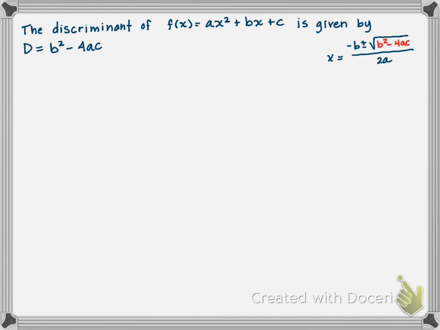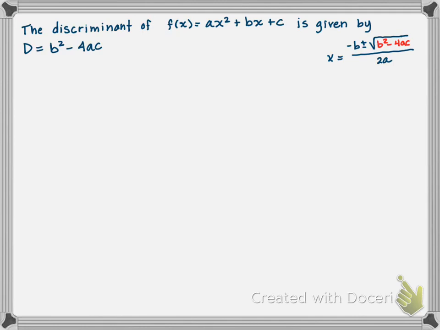And because of its placement in the formula that gives us the solutions to an equation, it actually tells us a lot of things about the function or the equation itself. So the first thing we can find from the discriminant is how many x-intercepts the graph has.